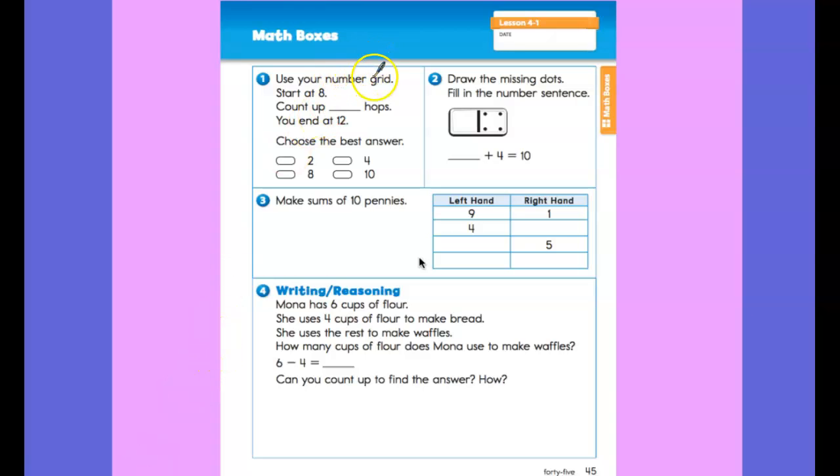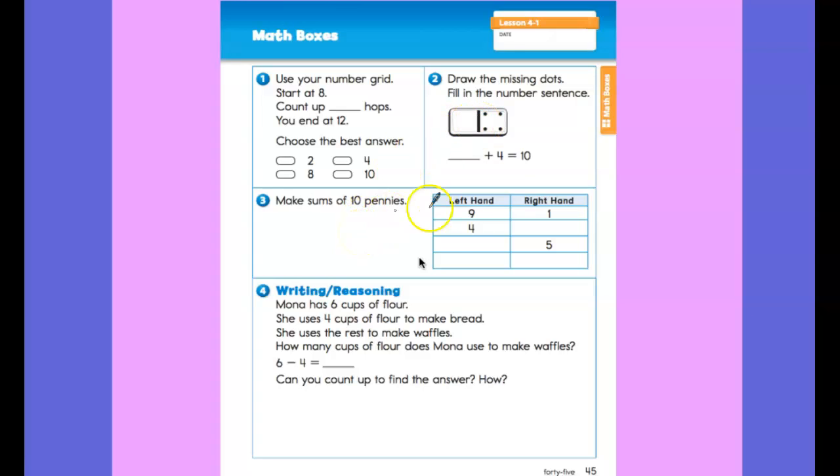So it says use your number grid, start at 8, count up, blank hops, and you end at 12. So you have to figure out 8 plus what number equals 12. You'll fill in the bubble. Same thing here. You're going to draw the missing dots to fill in the number sentence. So what number plus 4 equals 10? You'll draw the dots.